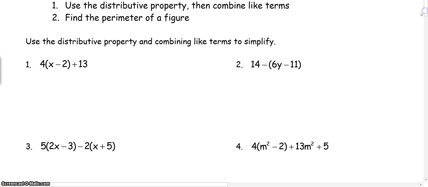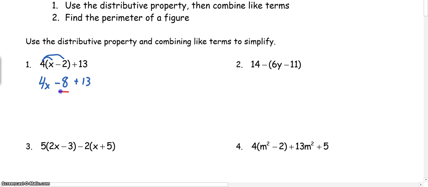In number one, the first thing we have to do is use distributive property by looking at what number is touching the parentheses to distribute. So in number one, we want to distribute the 4 because it's touching the parentheses. It's not separated by anything. So we're going to multiply 4 times x, which is 4x, and 4 times negative 2, which is minus 8, plus 13. From this step, we're going to combine like terms.